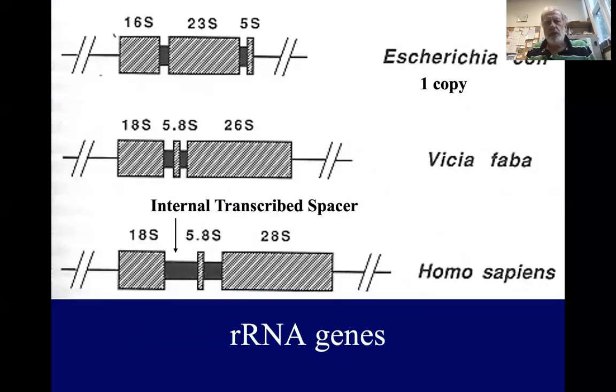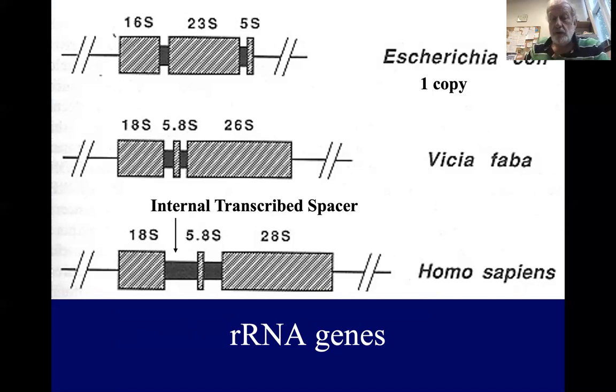So this shows you the large ribosomal RNA genes. There's bacterial ones at the top there, just one copy. In the middle, Vicia faba is a bean plant, and you can see the 3 genes there. The thick black lines are called internal transcribed spacers. So that's kind of like introns, if you will. And then ours down at the bottom.